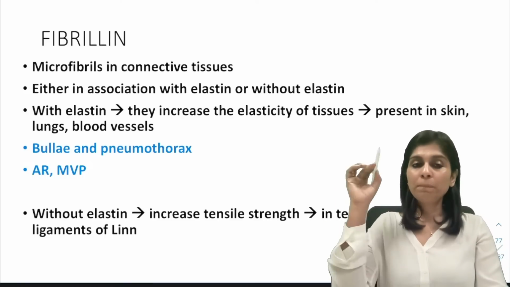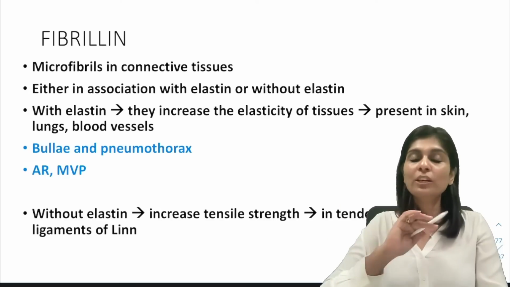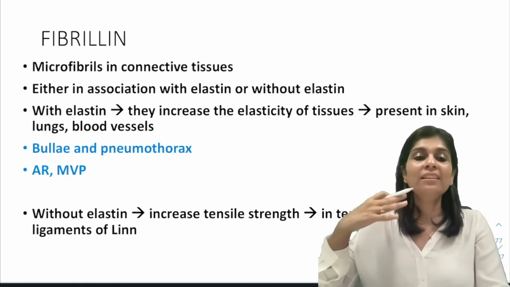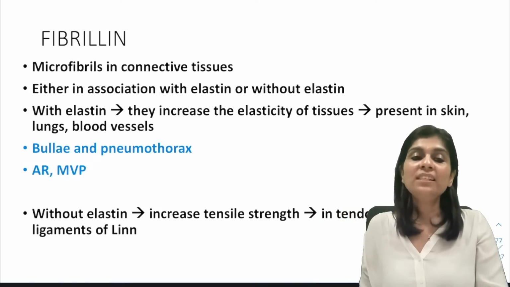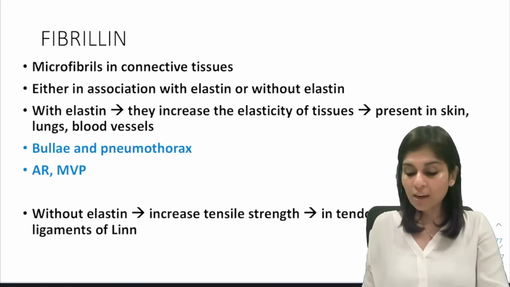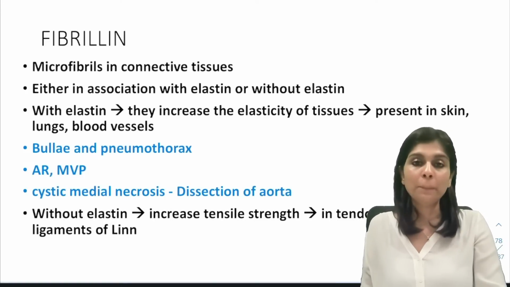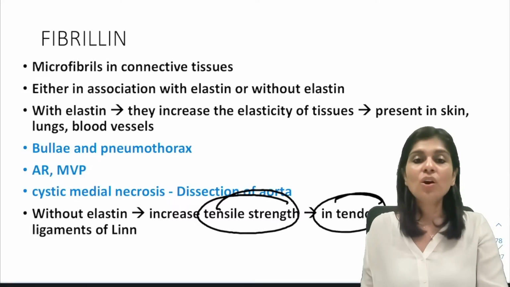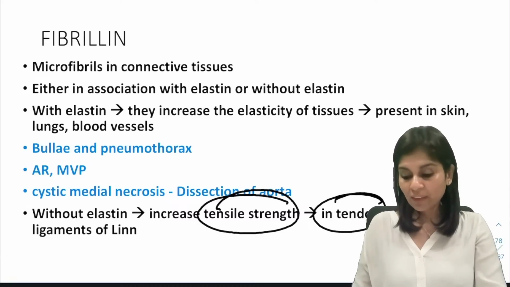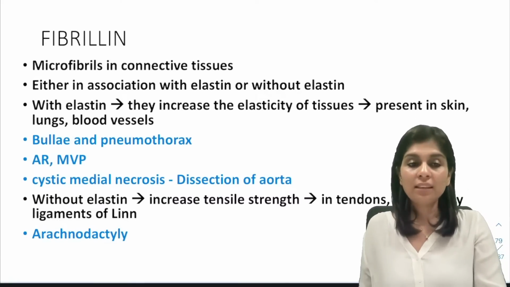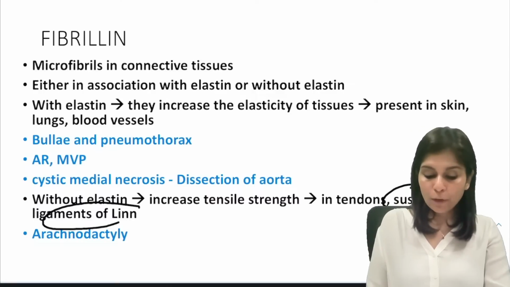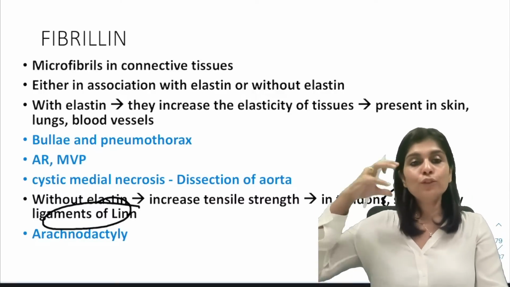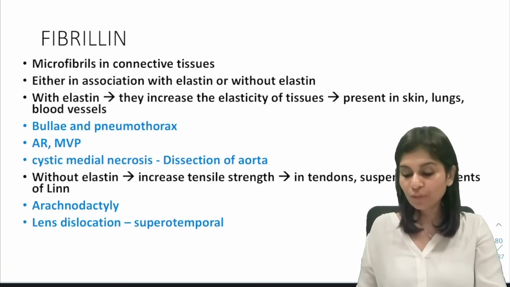And I told you fibrillin suppresses TGF-beta levels. Now there is no suppression of TGF-beta, so there is necrosis. That causes cystic medial necrosis and that causes aortic dissection. And when there is no tensile strength in tendons, that causes arachnodactyly. And when the suspensory ligament of the lens becomes weaker, that causes superotemporal dislocation of the lens.